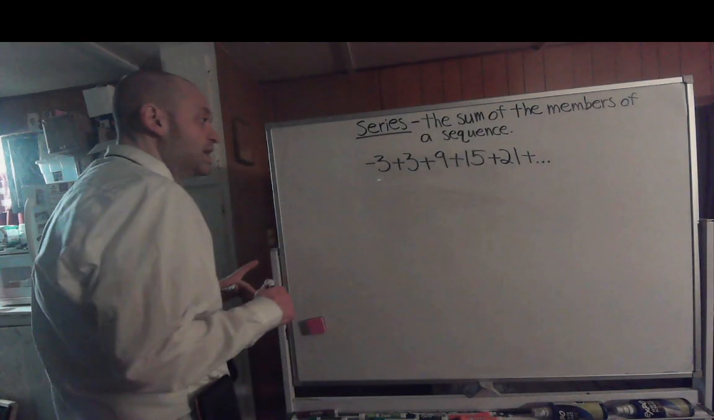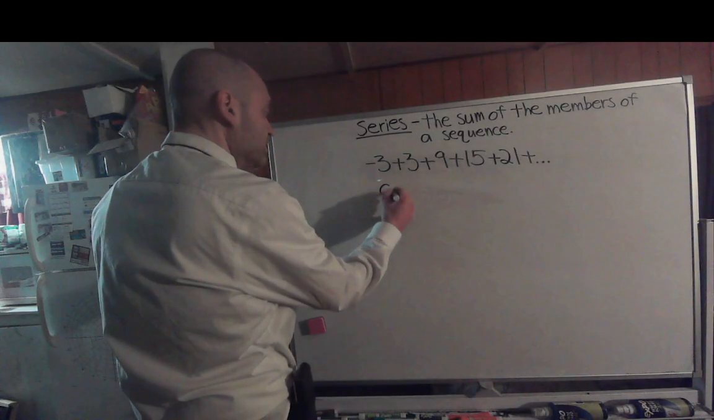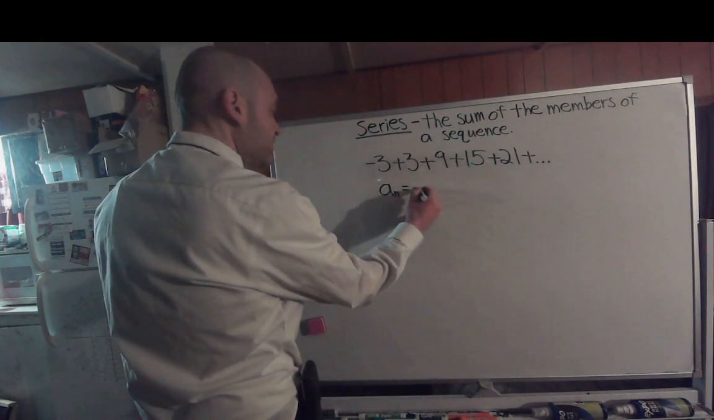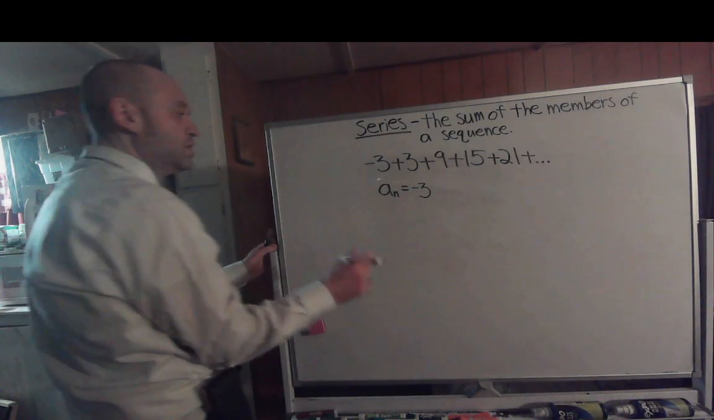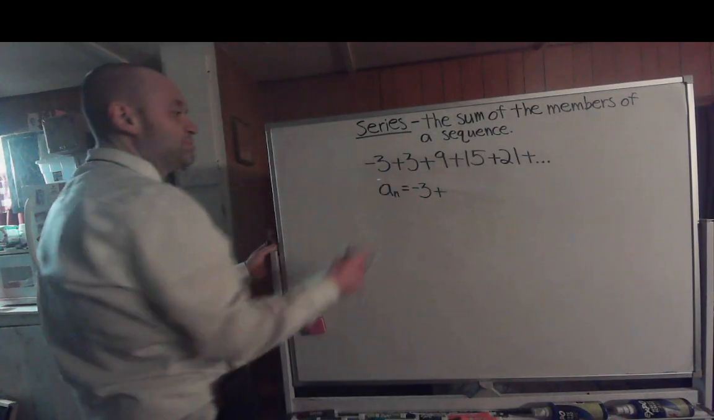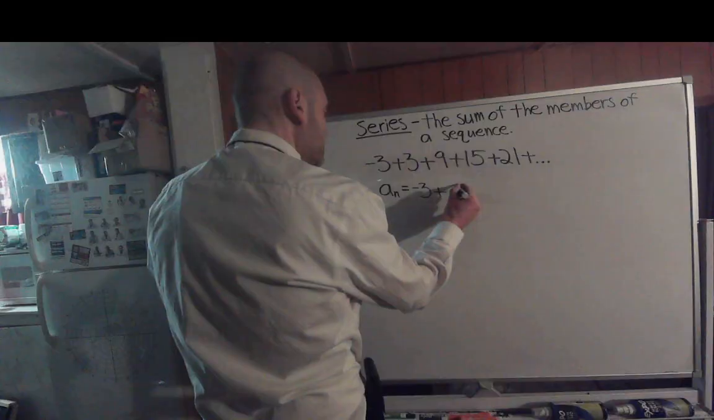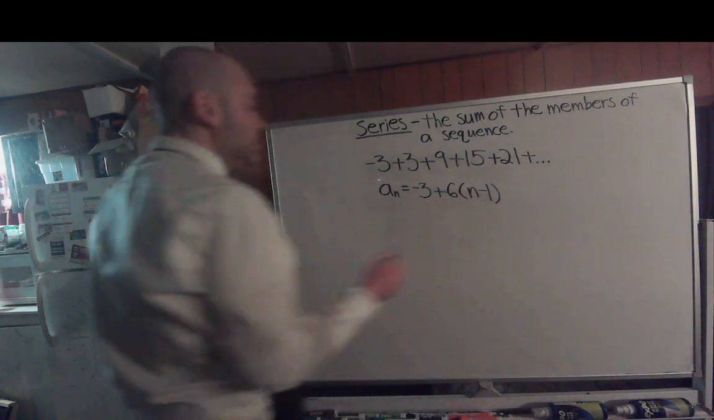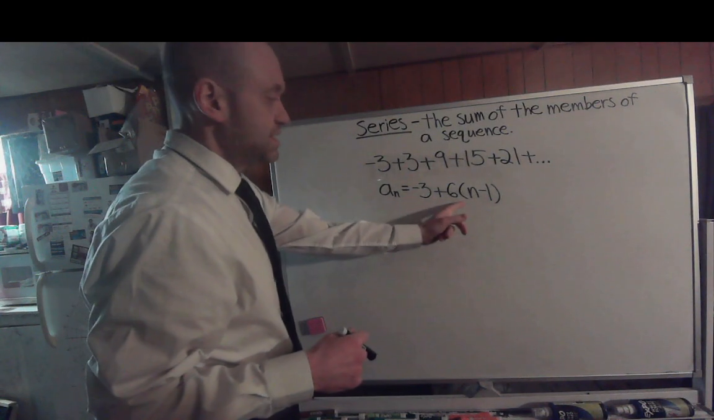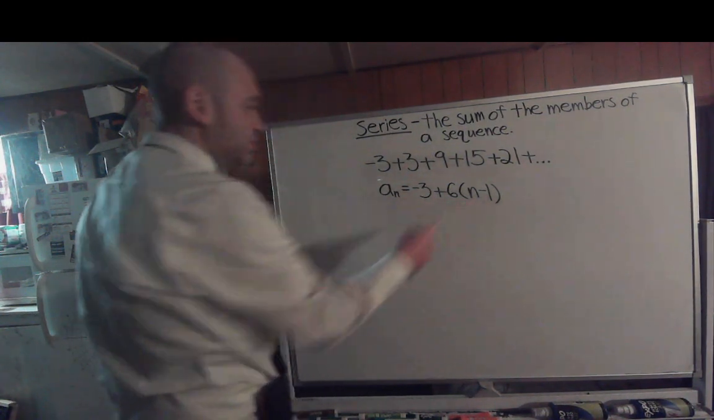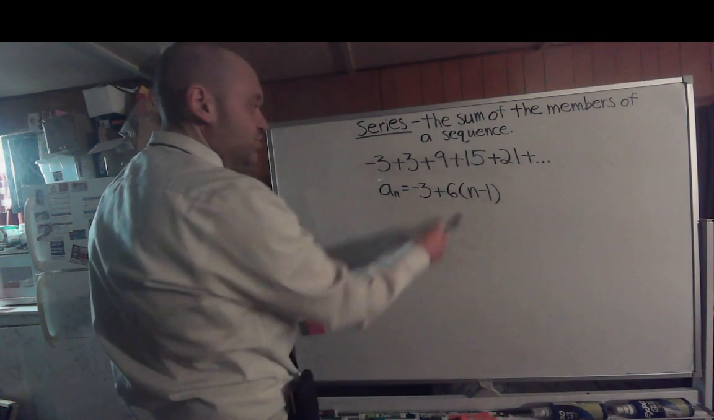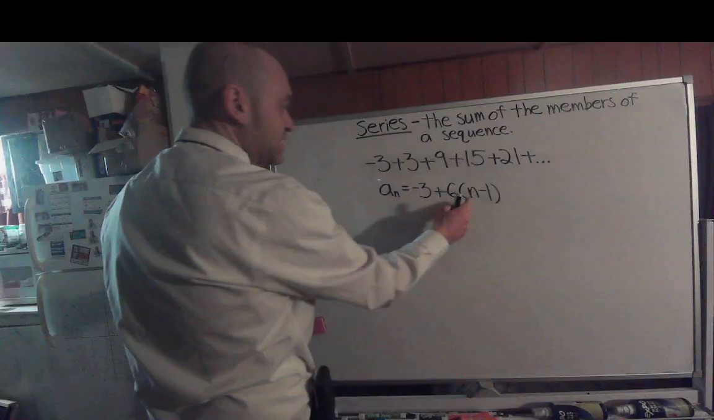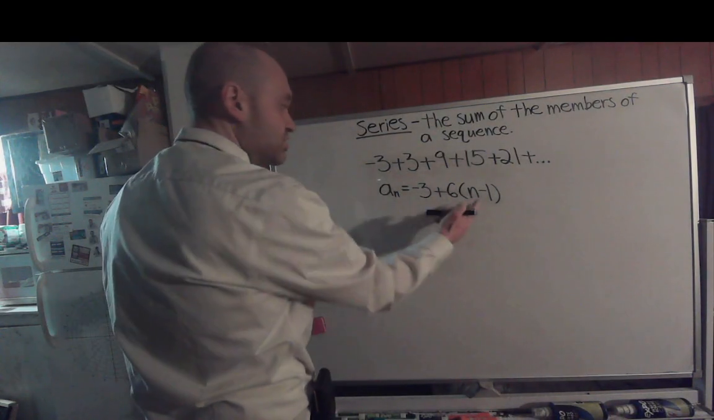Well, first, let's figure out what the formula for the sequence would be. So we start with the number negative 3, right? That is our first value. Plus, it increases by 6. So it's going to be 6 times the number you're on minus 1. So if I put in 1 for n, I would get 0 here, so just negative 3. If I put in 2, I would get 6 times 2 minus 1, which is just 6, plus that negative 3 is positive 3. If I put in 3, I would get 6 times 3 minus 1, which is 6 times 2, that's 12.